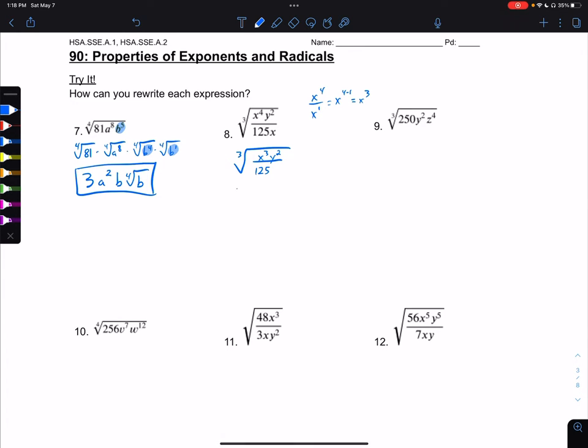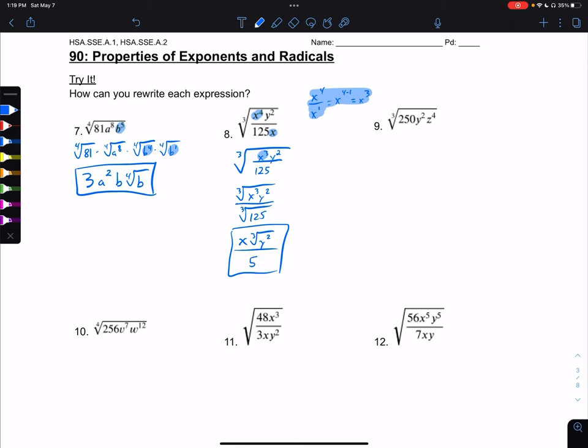Now I'm going to take the cube root of the numerator and the cube root of the denominator separately. So the cube root of x to the 3rd, 3 divided by 3 is 1, so that's going to be x. Y squared, the 2 is less than the index, so there's nothing that can be done with that. And then 125 is a perfect cube. We're just going to write that as 5. And that's our solution. Again, not so bad. Actually, let me do some little highlighting here. This x cubed came from up here.